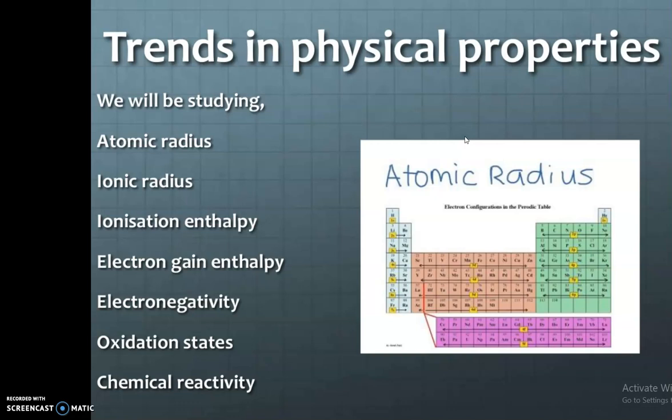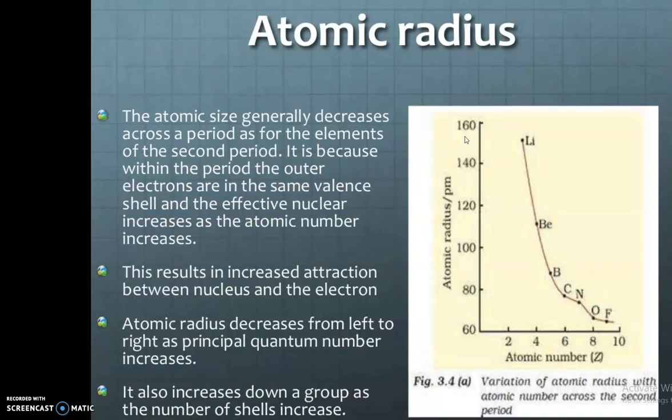Trends in physical properties. You have to be thorough with all these properties: atomic radius, ionic radius, electron gain enthalpy, electronegativity, oxidation states and chemical reactivity. It's very important, children. You can expect many questions from here, and all application-level questions you can expect from this part. For that purpose, first we should know what atomic radius, ionic radius and all these things are. Then we'll see the trends in the physical properties. In the periodic table, each group or each period will show some trends. We'll see one by one.